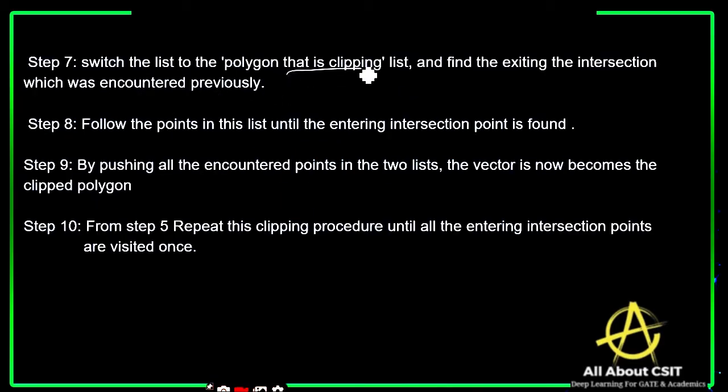Then switch to the list of the other polygon, that is the clipping list, and find the exiting intersection which was encountered previously. Follow the points in this list until the entering intersection point is found. By pushing all the encountered points into the vector, it now becomes the clipped polygon. Then repeat this clipping procedure until all the entering intersection points have been visited once. So this is the algorithm.